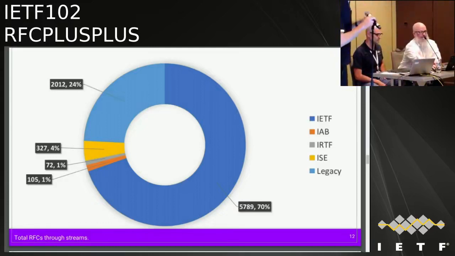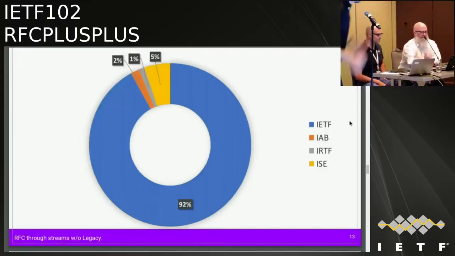So what we ended up doing was following what Peterson Andre, sorry, sent to the list, which was cutting out the legacy ones to see which ones have been published more recently. And you can see that the vast majority, 92%, is the IETF stream, the IAB, I think, is like 5%, 1% is the IRTF, and 2% is the independent stream.